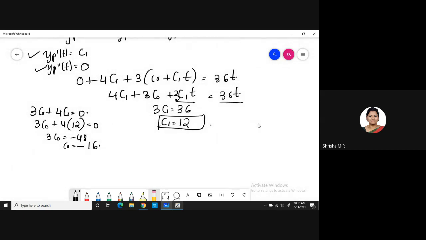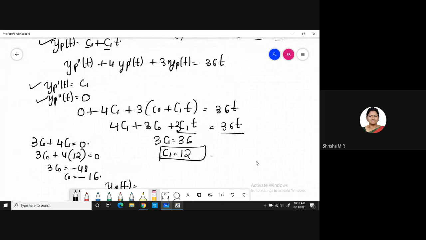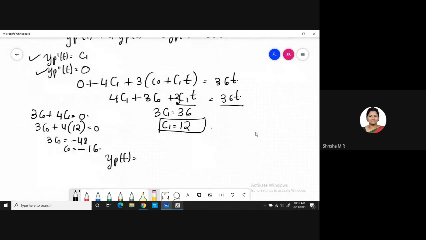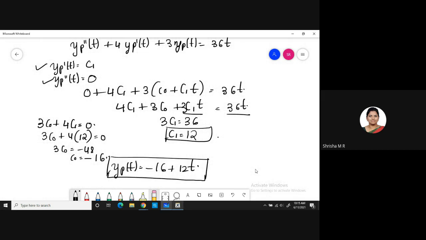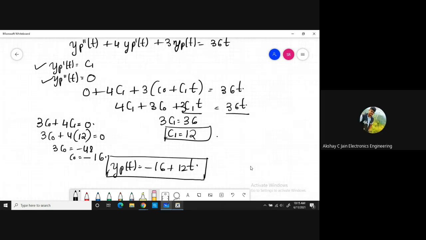Clear, everyone? So yp of t will be of what form? It will be minus 16 plus 12 into t. Minus 16 plus 12t. Got it, everyone? Particular response. Clear?